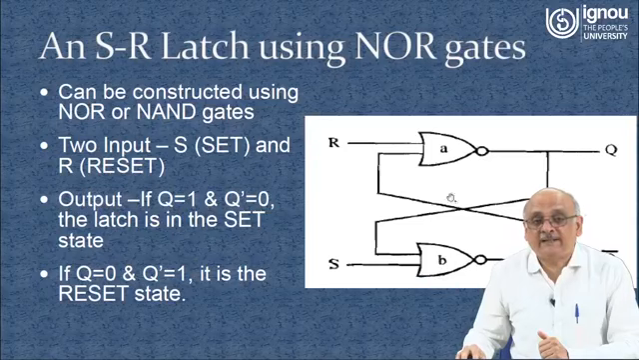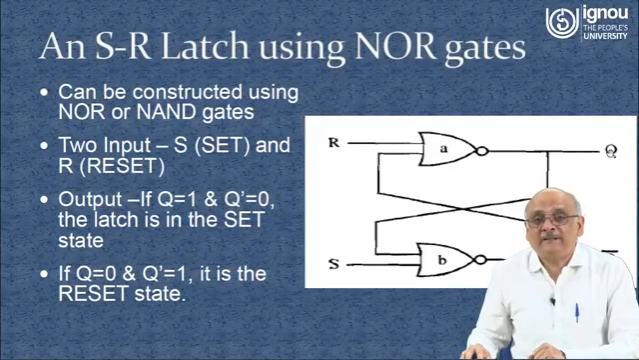Then there are two NOR gates, and we know the truth table of NOR gates, but we will look at it once again. And there are two outputs, Q and Q bar. Q is the main output, which is called the output of the flip-flop. It can be 0 or 1. Q bar is the complement of Q. So if Q is 1, Q bar is 0, and if Q is 0, Q bar is 1, as mentioned here.